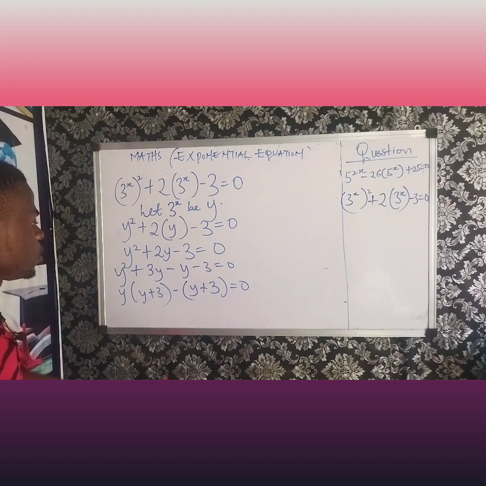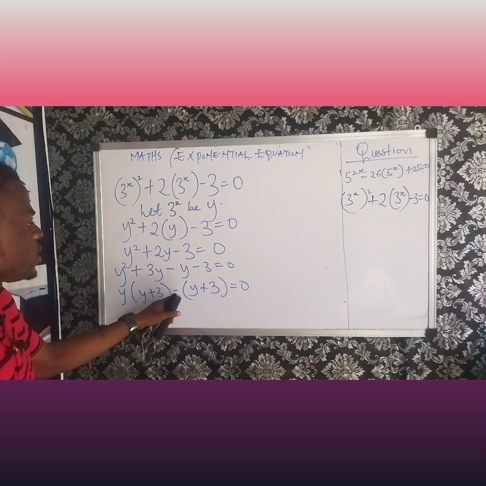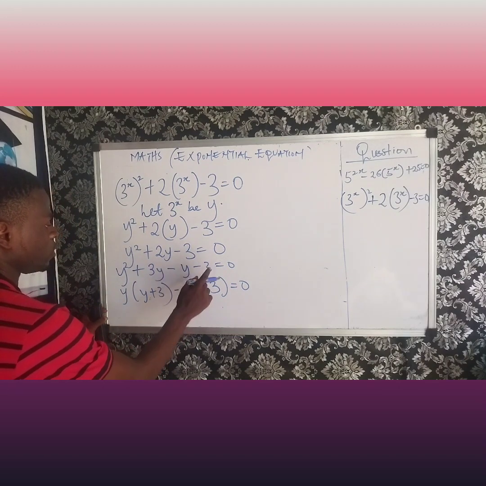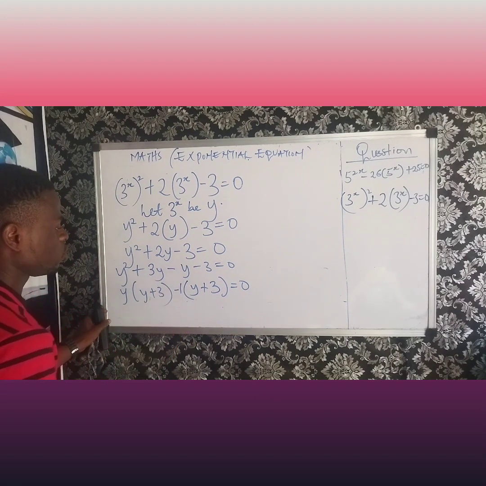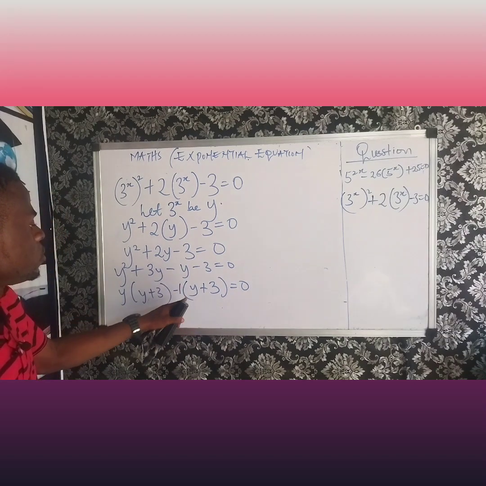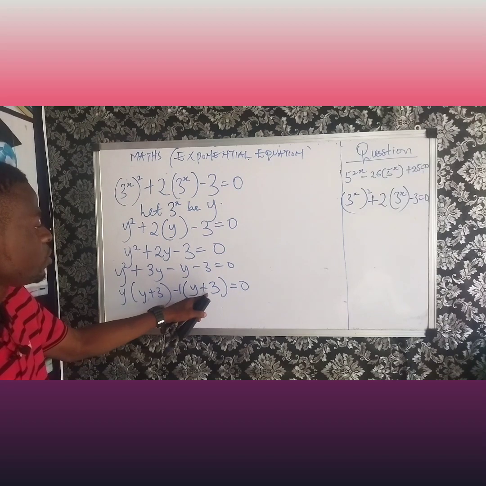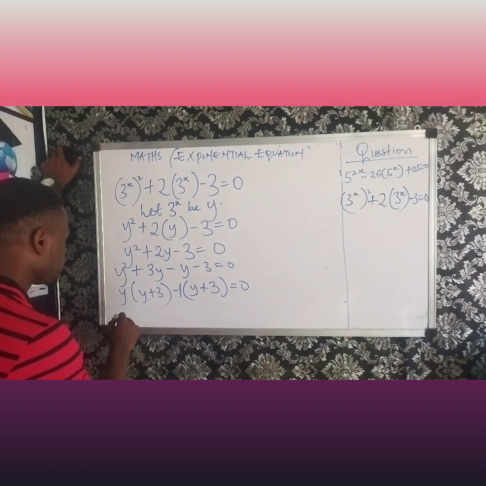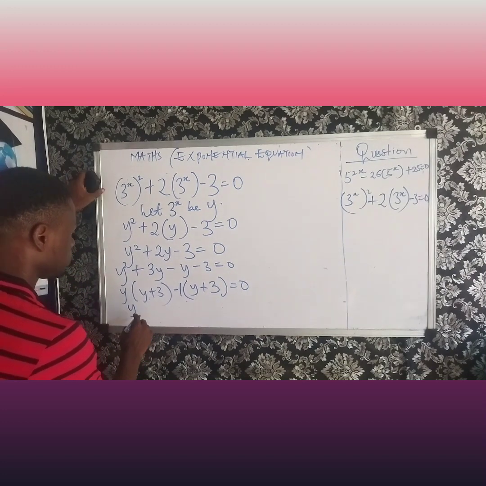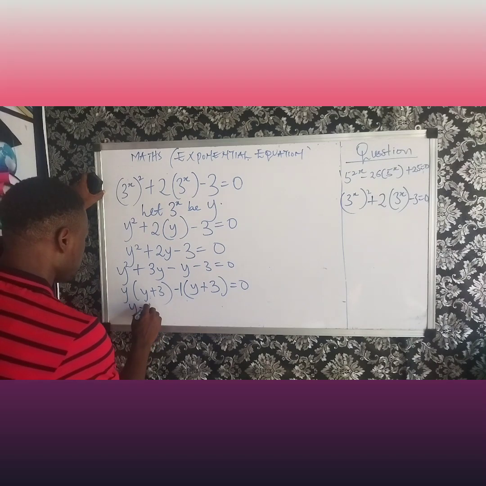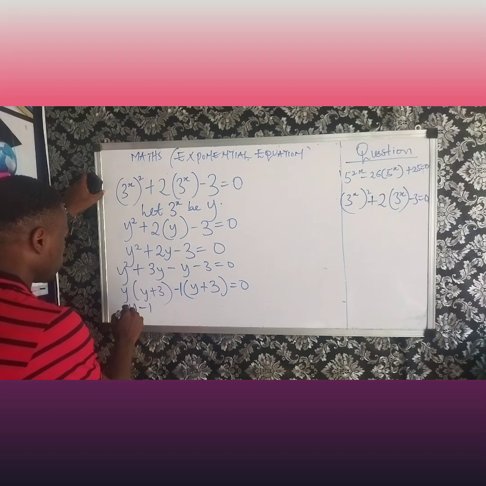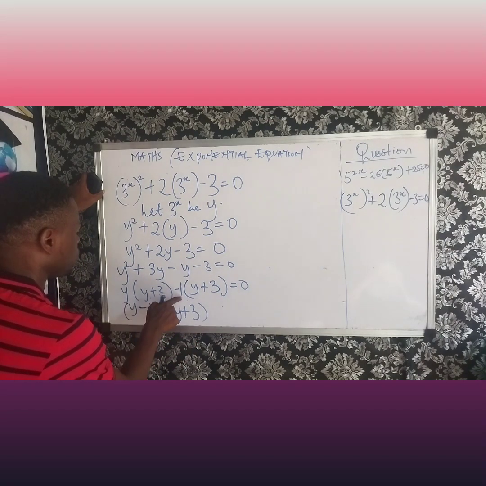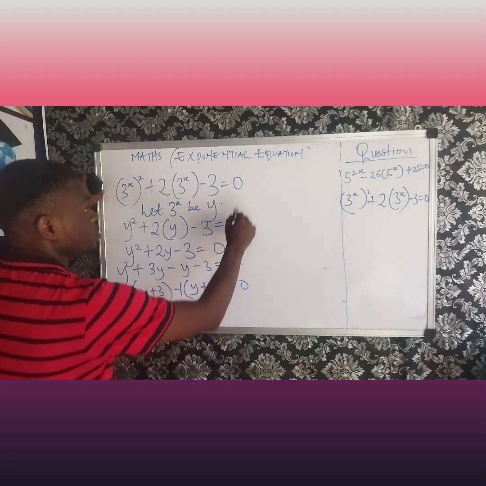Minus times y equals minus y. Minus times plus equals minus 3. Don't forget to put your 1 here, because this is our common factor. 1 times y gives us minus y, then minus 1 times plus 3 gives us minus 3. Now we write it: y minus 1 is the outside bracket, times y plus 3, equal to 0.